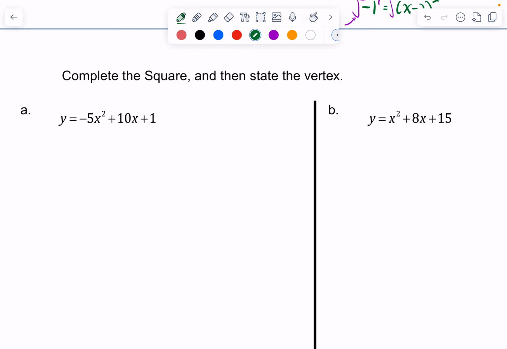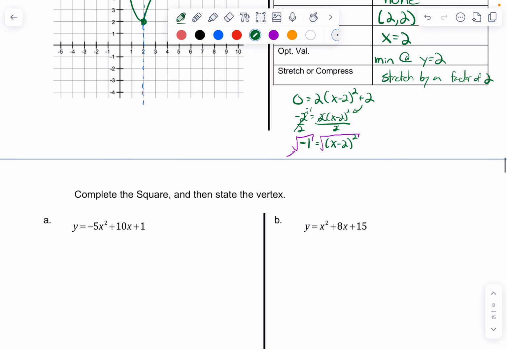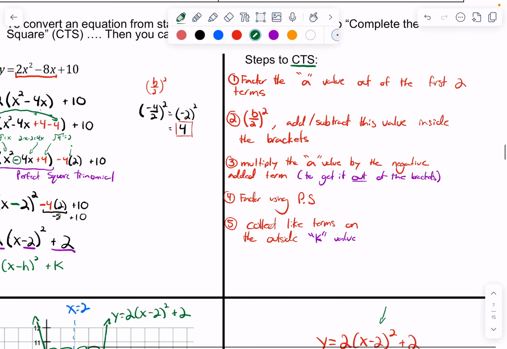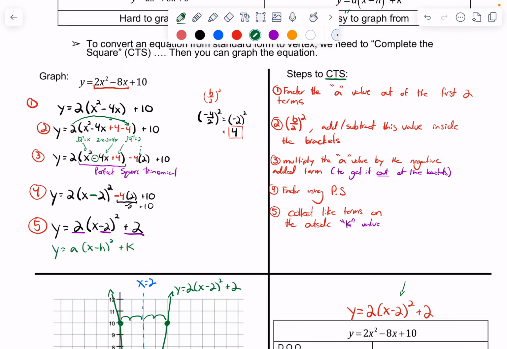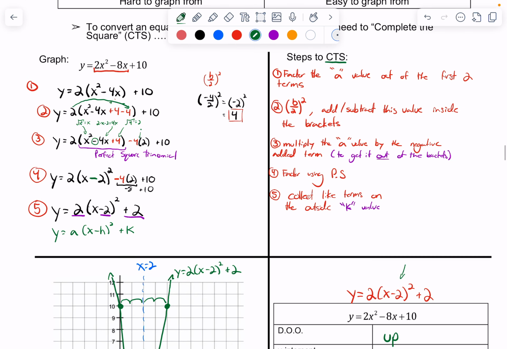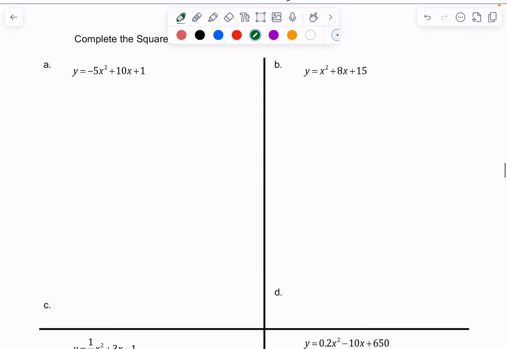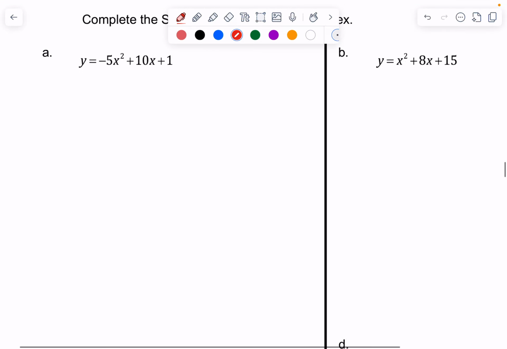Okay, so step 1, all right, so remember this order. We're going to factor, then do the b over 2, multiply the a, factor using perfect square, and then collect like terms. So maybe write this down on a note or take a picture of this and we can refer to it as we go. But I'll also refer to it as I dictate what I'm doing.